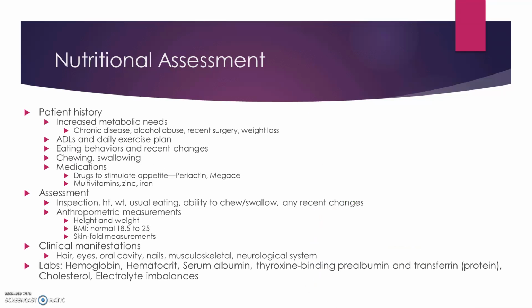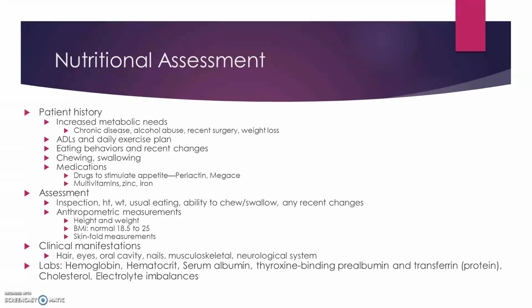So some of our nutritional assessment may include a patient history. Do they have increased metabolic needs related to their heart, to their lungs, to alcohol abuse, etc.? What's their ADLs and what's their exercise plan? Are they burning lots of calories or are they not? What can they eat? What can't they eat? Any recent changes with that? Do they have dentures? Do they have any chewing or swallowing problems? Are they on any medications that stimulate their appetite, such as Periactin or Megace, or any supplemental things such as multivitamins, zinc, iron? Any meds that might hamper their ability or their appetite?